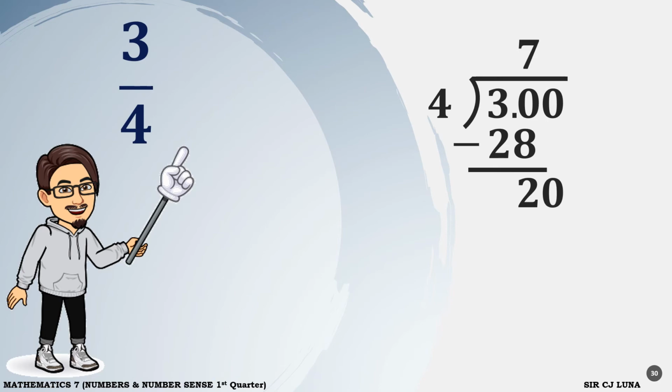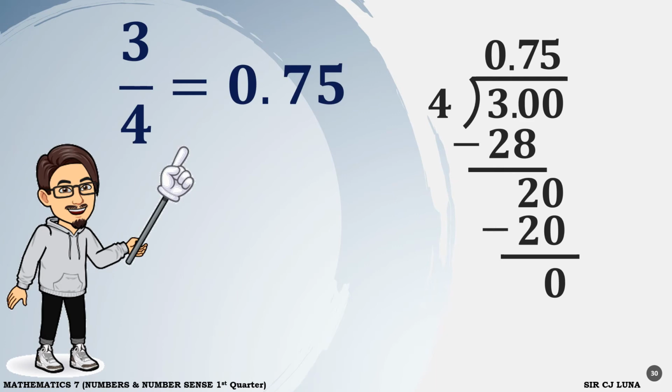So, this will become 20. 20 divided by 4 is 5. And 5 times 4 is 20. 20 minus 20 is 0. So, tapos na tayo doon. Okay? Now, ang gagawin mo na lang, you put a decimal point sa tapat ng ating decimal point sa 300 and affix 0. So now, 3/4 is equal to 0.75.